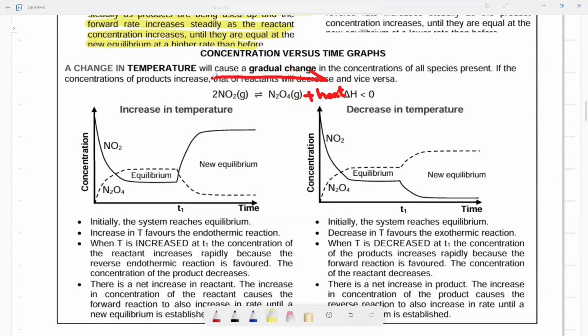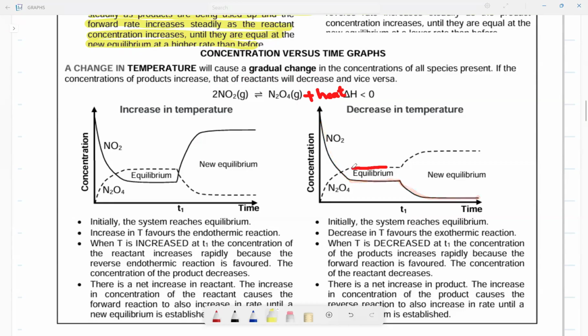But since we are taking from the NO2 side, NO2 will decrease. Meaning, can you see? After equilibrium, I'm expecting NO2 to decrease. Now, here it is equilibrium. What is NO2 doing? It is decreasing.